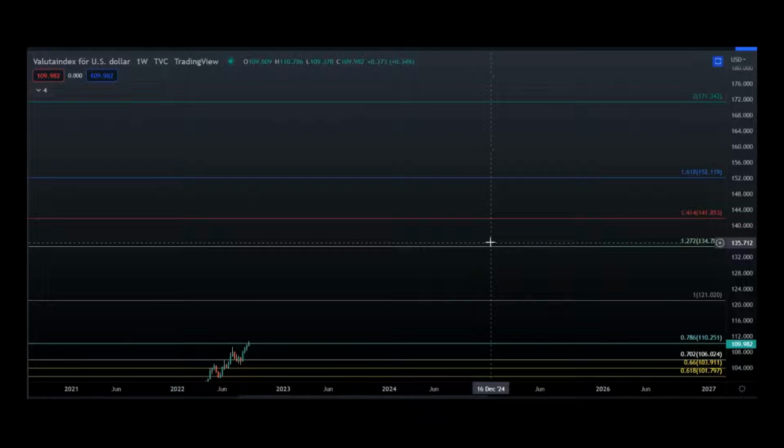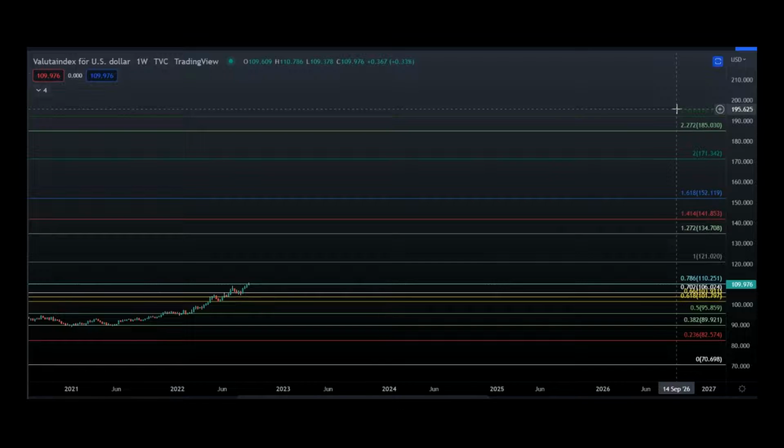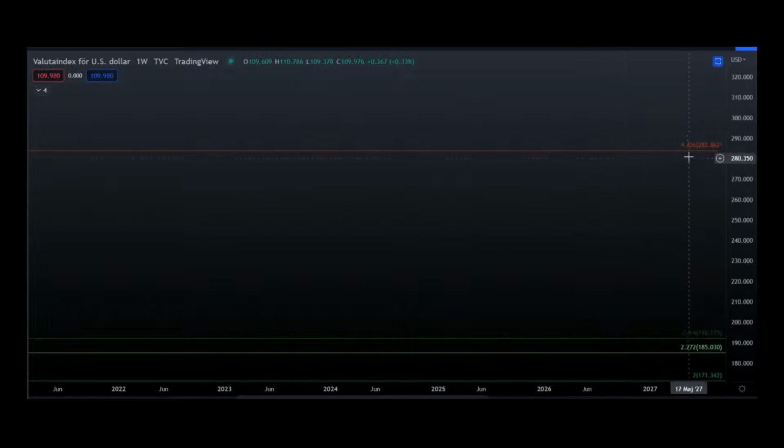And usually in bull market cycles for stocks, crypto, or indexes, they may end up at the 4.236 Fibonacci extension level, which usually marks the top of a bull run cycle.